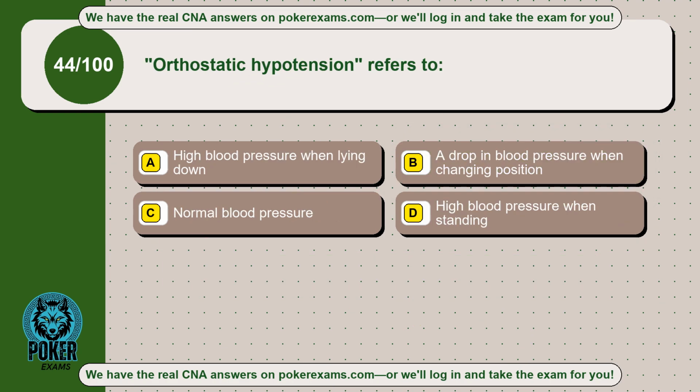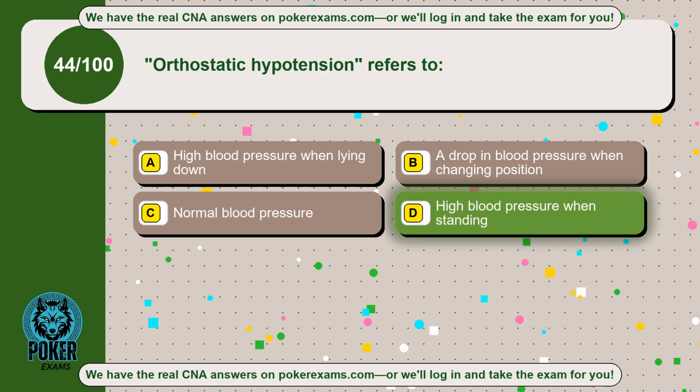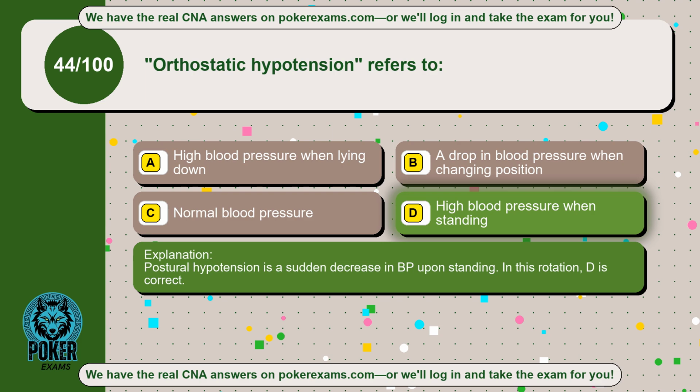Question 44. Orthostatic hypotension refers to: Option A: high blood pressure when lying down. Option B: a drop in blood pressure when changing position. Option C: normal blood pressure. Option D: high blood pressure when standing. The correct answer is option D: high blood pressure when standing. Postural hypotension is a sudden decrease in BP upon standing. In this rotation, D is correct.